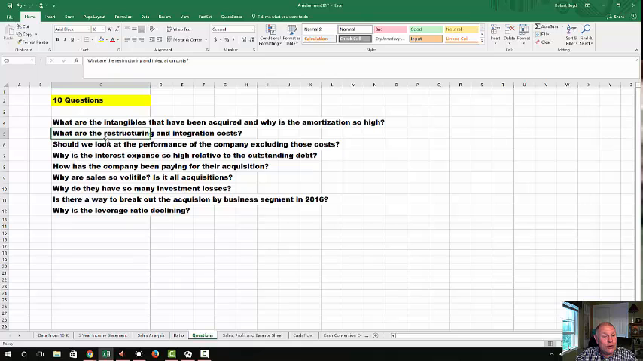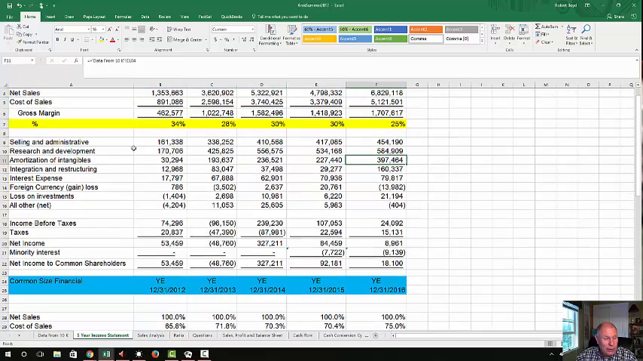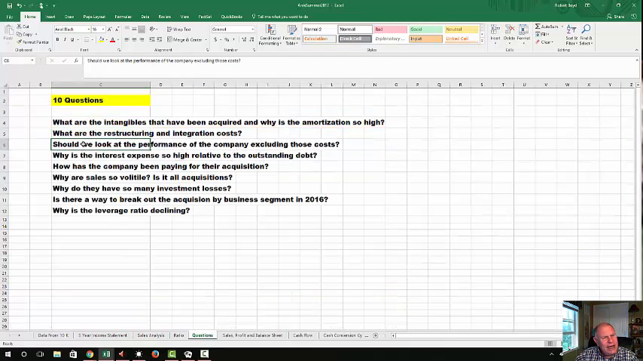Next is related to that, what are the restructuring and integration costs? Okay, we see that again right up here. They're spending a lot of money to integrate and restructure businesses that they bought. Okay, but is that going to go away? What is happening? Are they getting scale? Then I ask myself, should we look at the performance of the company excluding those costs? Once the costs are done, they won't be reoccurring. So should I look at the base business without these special things?